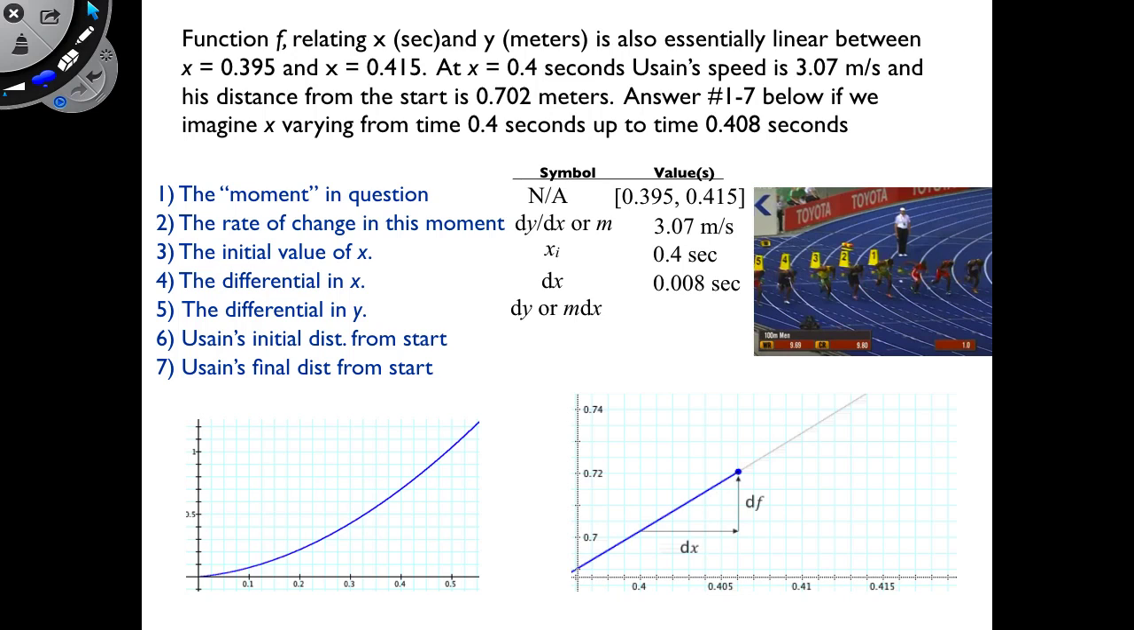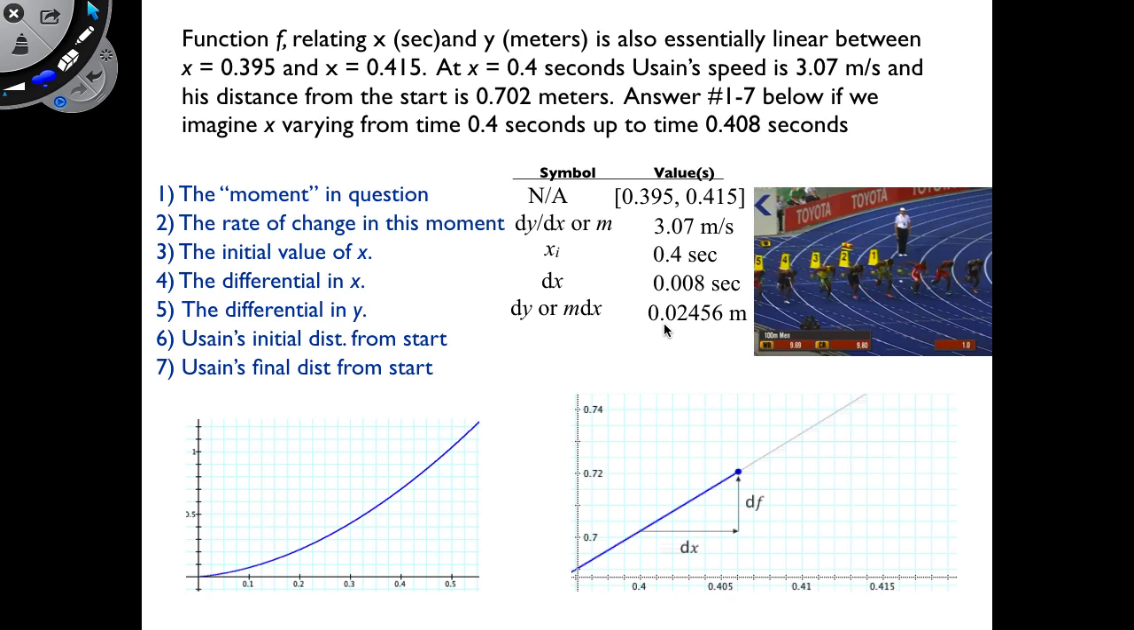If I want to find how far he traveled, what do I do? m dx. We've got a rate, 3.07 meters per second. We have an amount of time for this small interval within our moment, 0.008 seconds. So if you multiply those together, that's just 3.07 and 0.008 multiplied together. So about 0.02456 meters is how far he traveled during that 0.008, 8,000ths of a second.